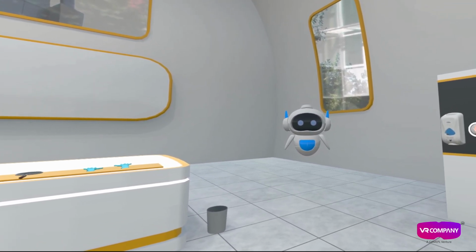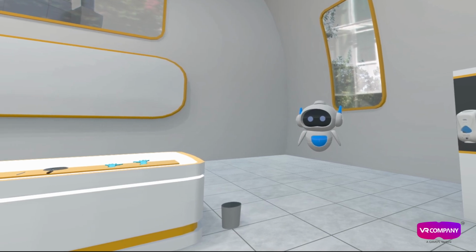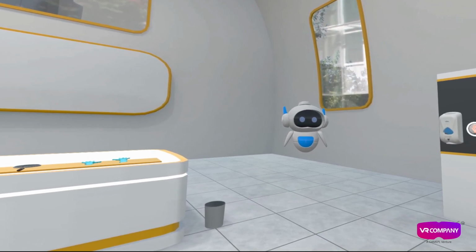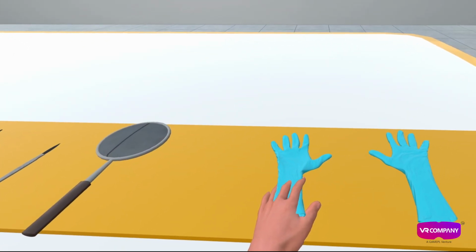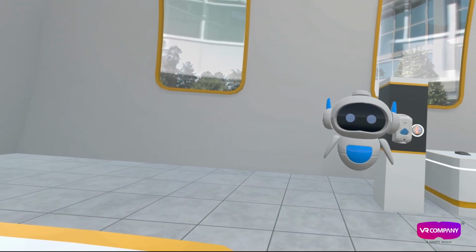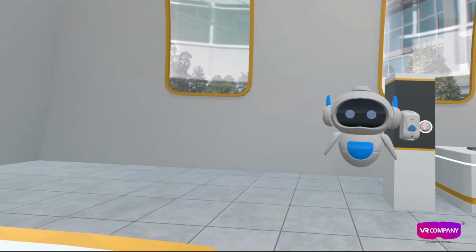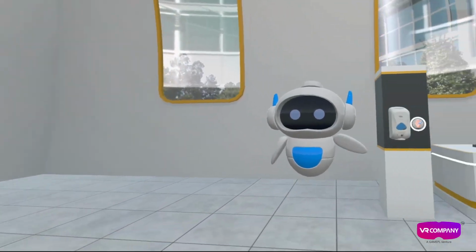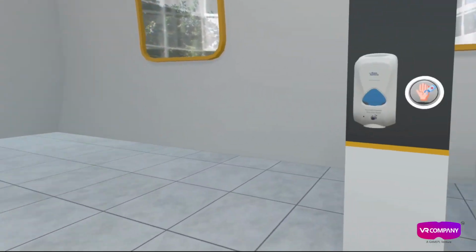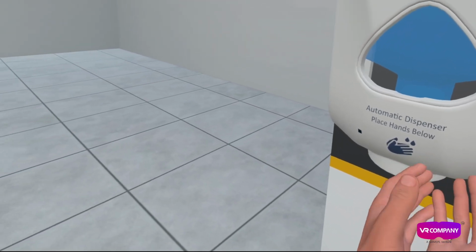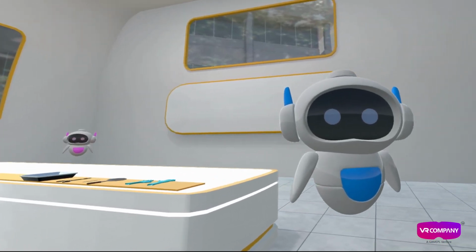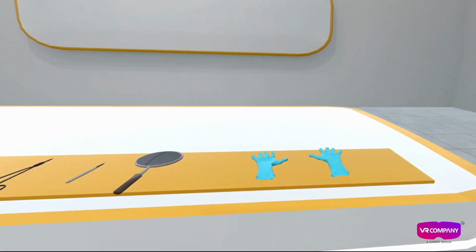Before we begin, it's essential to follow safety protocols. Make sure you sanitize your hands thoroughly. Hold on. Before wearing your gloves, it's important to sanitize your hands first. Please use the sanitizer available in the lab. Great! Now you can wear your gloves and proceed ahead. Safety first.